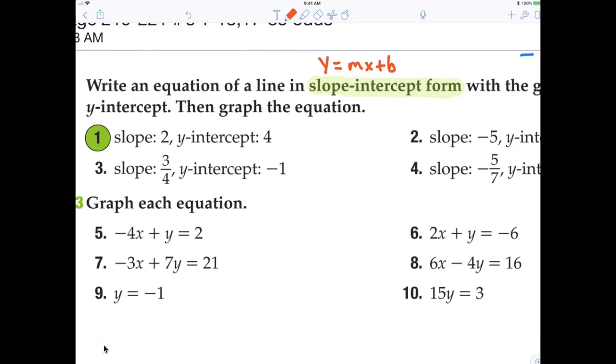B in this formula is the y-intercept. So B is the y-intercept. And the y-intercept is simply fancy for saying where the line crosses the y-axis. Just like if I said, what's the x-intercept, you would say where the line crosses the x-axis. Perfect. Where the line crosses the y-axis and where the line crosses the x-axis.